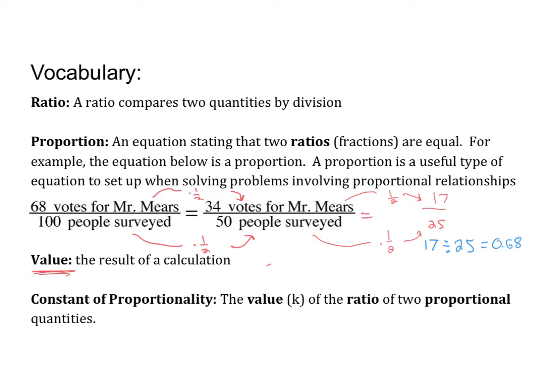I could calculate the value of 34/50 by saying 34 divided by 50, and that is also going to equal 0.68. I could calculate the value of 68/100 by saying 68 divided by 100. That is also 0.68. So for this example, the value of each of these is 0.68.